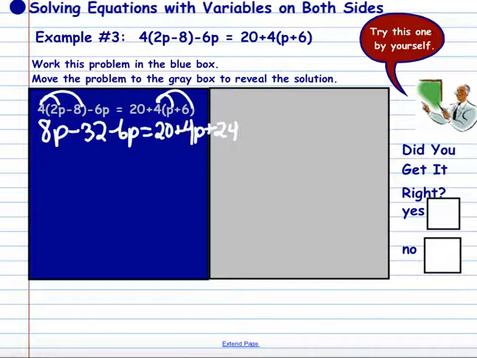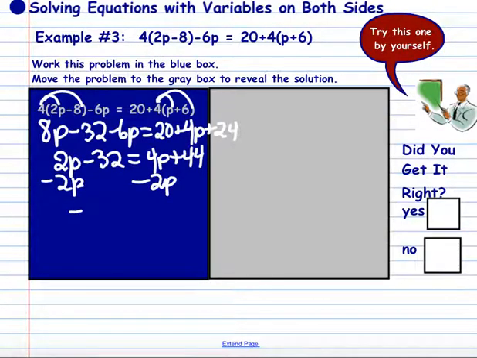So we combine like terms on the same side, which means 8p minus 6p is 2p minus 32 equals, well, 4p doesn't have any partners, but 20 and 24 can combine to 44. Well, let's move some variables. I'm going to subtract 2p, and so I have negative 32 equals 2p plus 44.